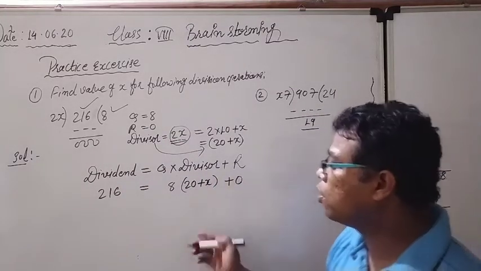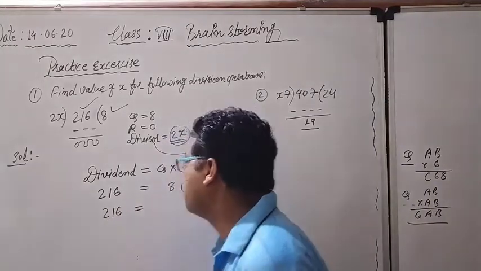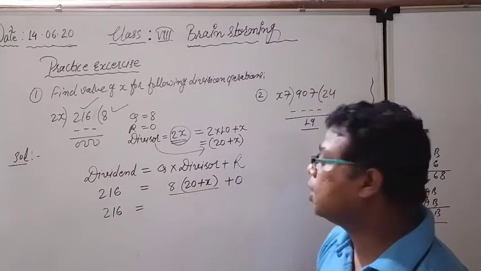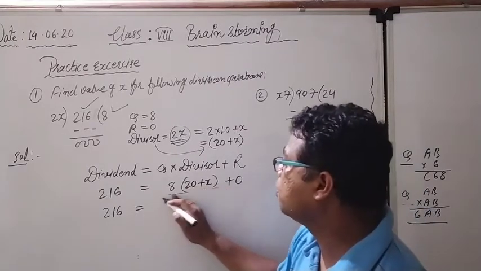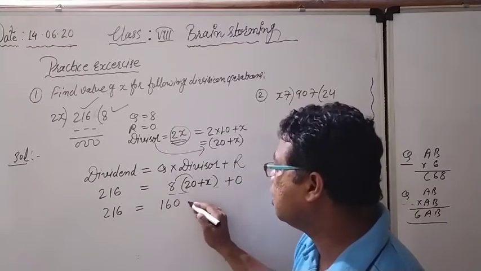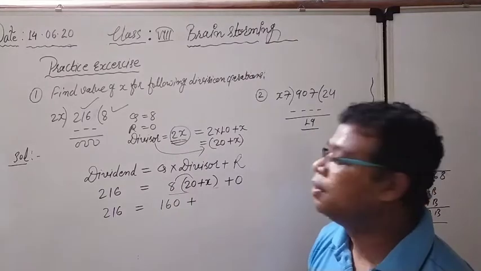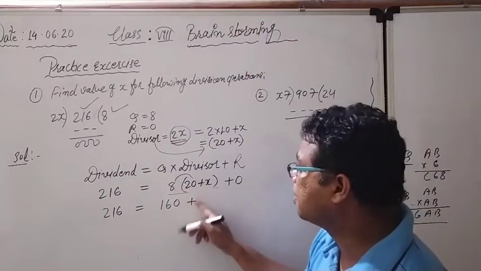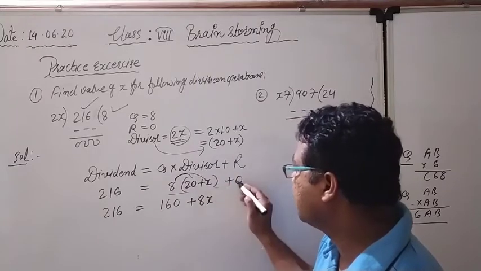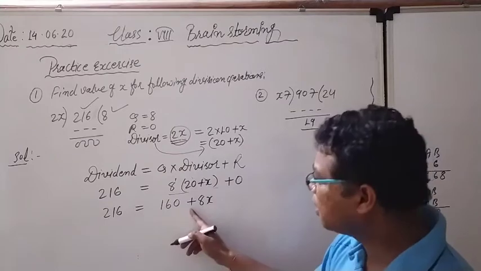Now if I solve it, I will get the value of x. 216 is equal to 8 into 20 plus x. How do we solve it? This is the multiplication of two things. Look here, 8 multiplied by 20 will give me 160. 8 twos are 16, and 0 we can directly add. After that, 8 will multiply with x, so 8x. This plus 0 we need not write down.